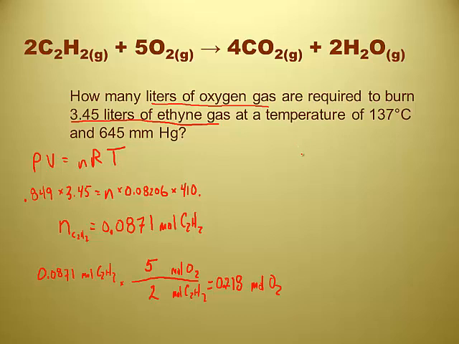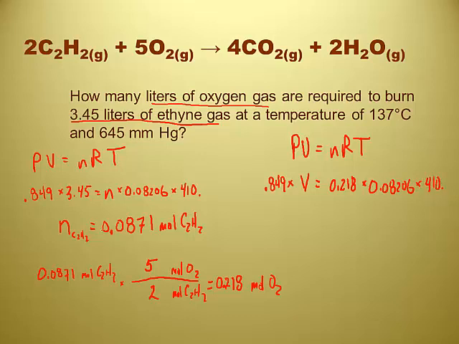All right, so now we want liters of oxygen. So we've got to do PV equals nRT, this time using oxygen. The pressure is going to be the same, 0.849, because this is happening at the same temperature and pressure. The volume of oxygen is what I don't know, that's what they're asking for. The number of moles of oxygen is 0.218, the value we just calculated. Then 0.08206, my R, and my temperature is still 410 with a decimal place.